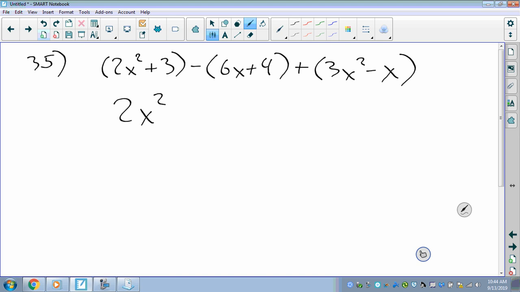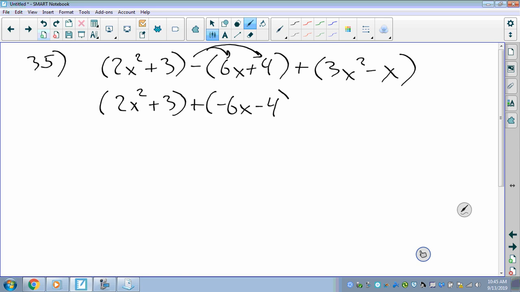Good? All right. Next one. Oh, we forgot to do something, didn't we? Weren't we changing these to addition? Yes, so let's change. I'm sorry, I got a little ahead of myself. It's not going to change much. But again, let's say this: 2x squared plus 3, plus negative 6x minus 4.